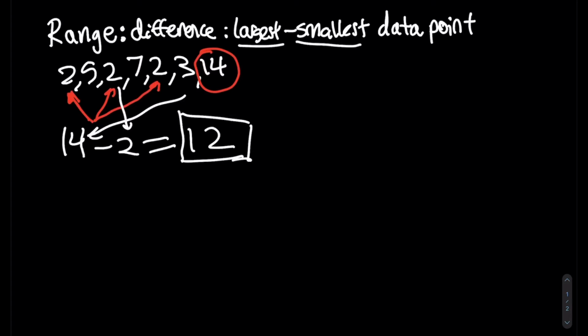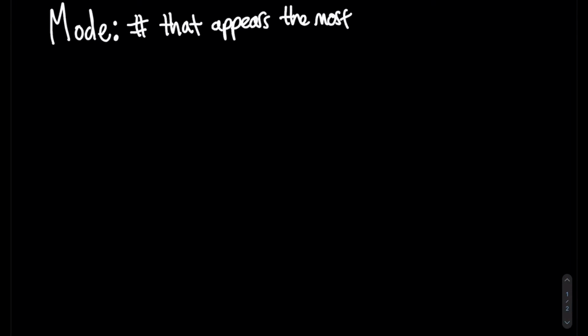So now let's move forward to the mode, which is perhaps the easiest of the three that we've gone through so far. As mentioned, I believe this is the easiest to calculate. The mode of a data set is simply the number that appears the most in a data set. Again, we're going to use the previous data set: 2, 5, 2, 7, 2, 3, and 14.